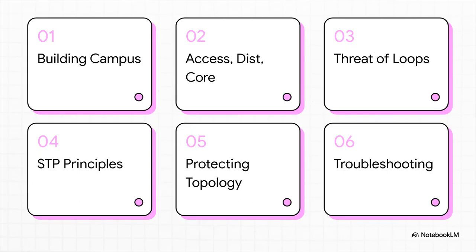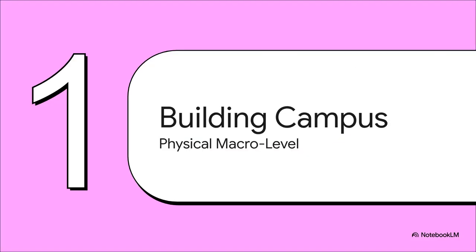So here's our roadmap for this explainer. We'll start with building the enterprise campus, move through access, distribution, and core, look at the threat of bridging loops, break down spanning tree principles, talk about protecting the topology, and finally wrap up with troubleshooting best practices. All right, let's kick things off with part 1, building the enterprise campus.